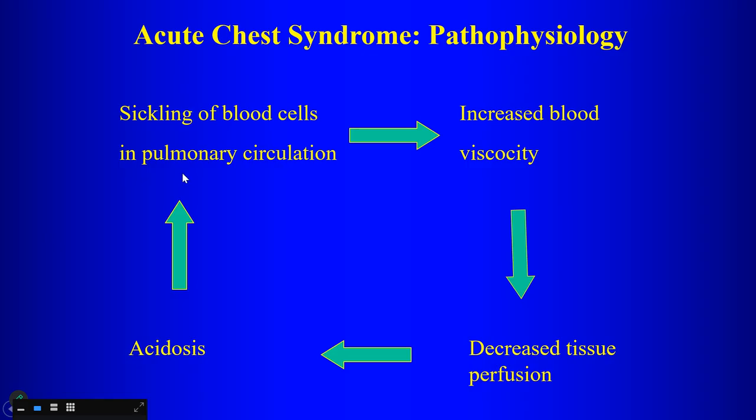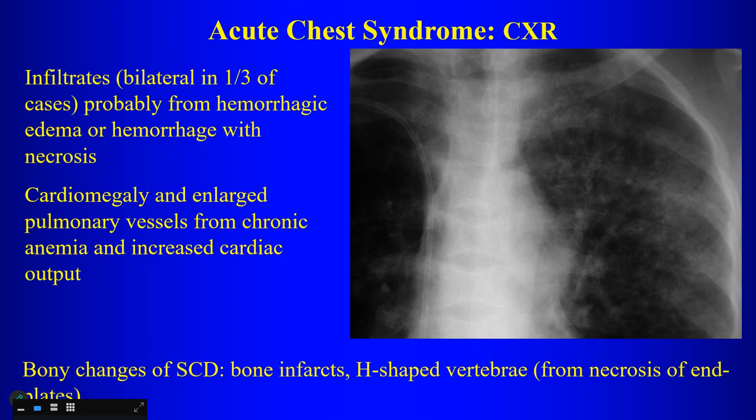What happens is if there's sickling of cells in the pulmonary circulation, there's increased blood viscosity and decreased tissue perfusion, which leads to acidosis, which leads to more sickling of the blood cells in the pulmonary circulation. So you get into this vicious cycle, and it's how they develop the crisis with acute chest syndrome. So we might see consolidations. The consolidations can be the infection itself, can be hemorrhagic edema, can be hemorrhage, cardiomegaly, enlarged pulmonary vessels.